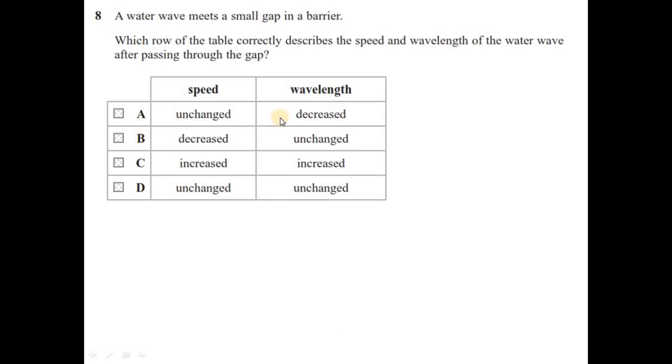Question number 8. Water waves meet a small gap in a barrier. Which rows of the table correctly describe the speed and the wavelength of the water waves after passing through the gap? It's all about diffraction. In diffraction, because the medium does not change, the wave only spreads out after passing through a gap, so the speed and the wavelength do not change. Only in refraction do wavelength and speed change, depending on the refractive index of the two media. But in diffraction, because the medium stays the same, the speed and the wavelength stay the same, so option is D.